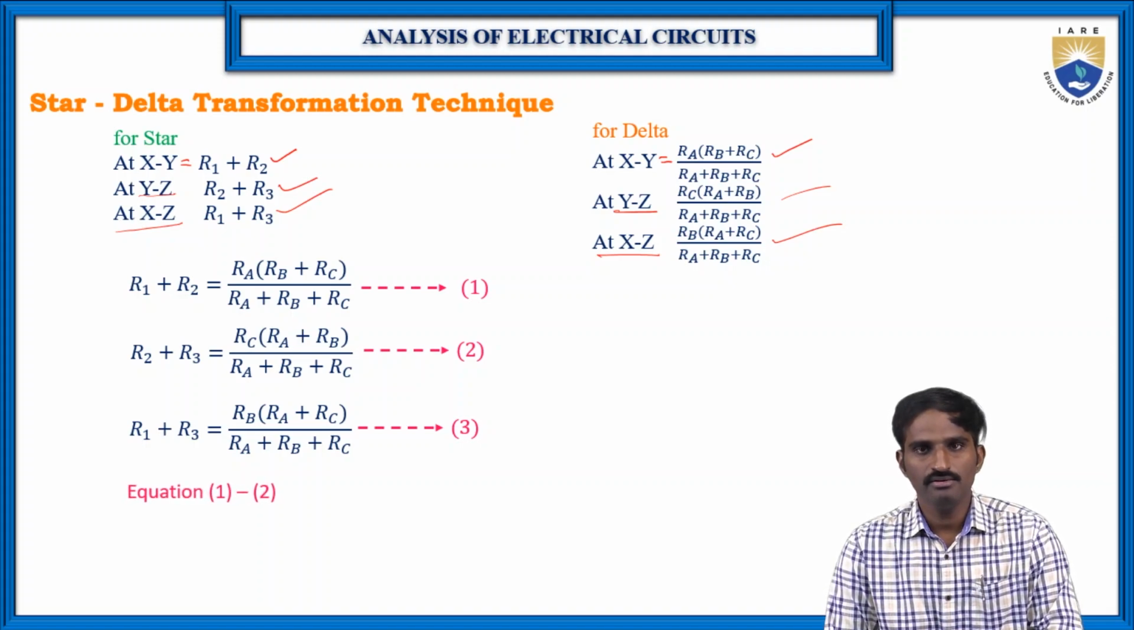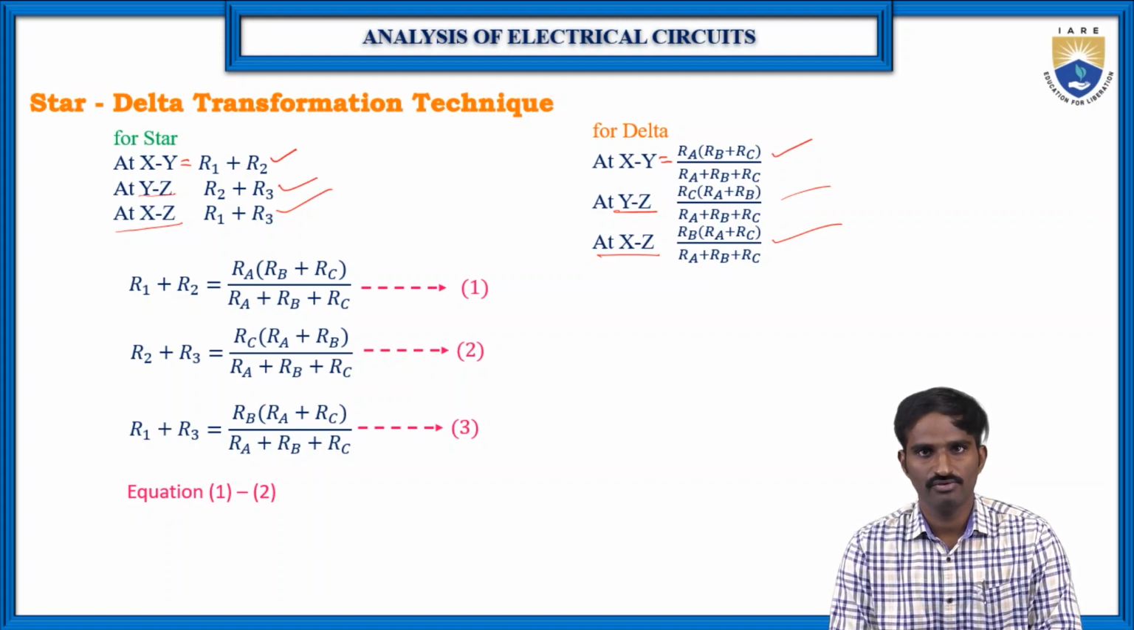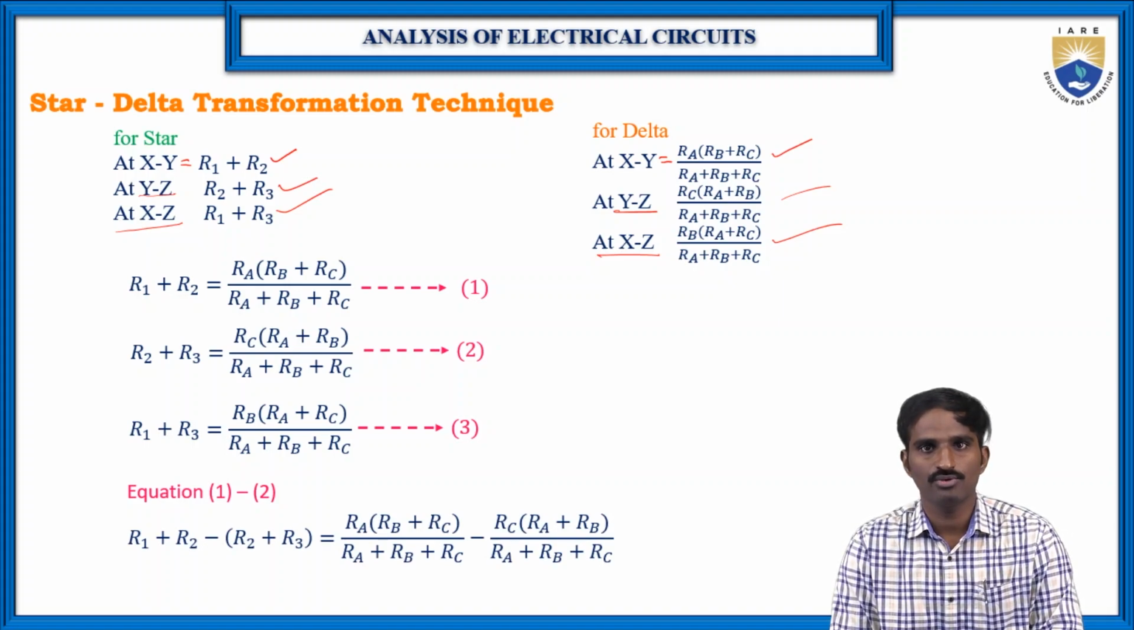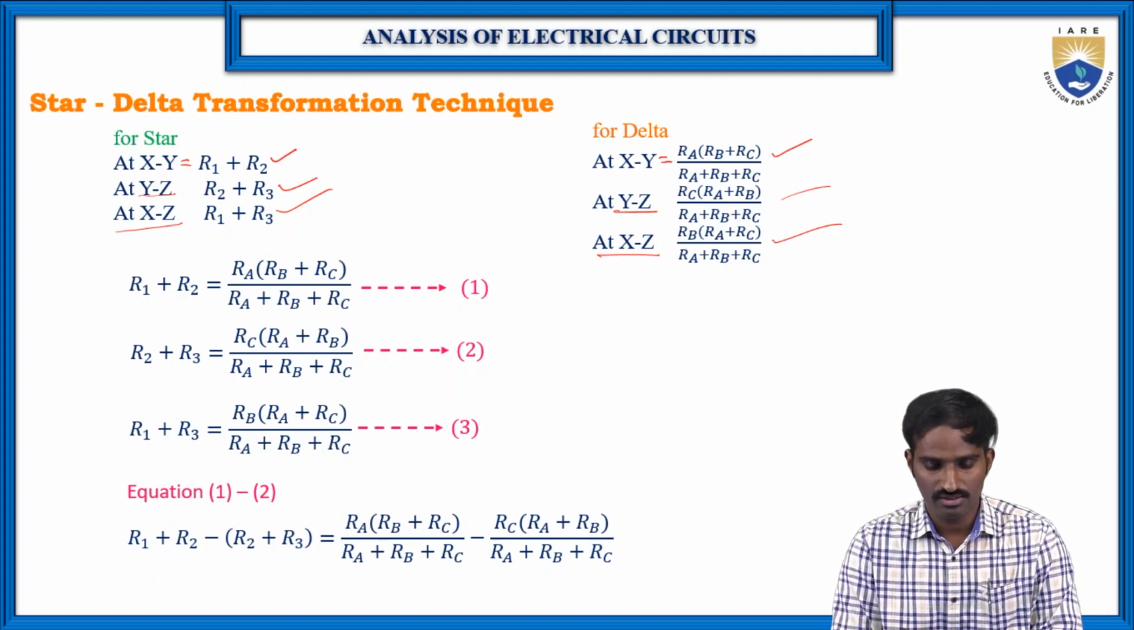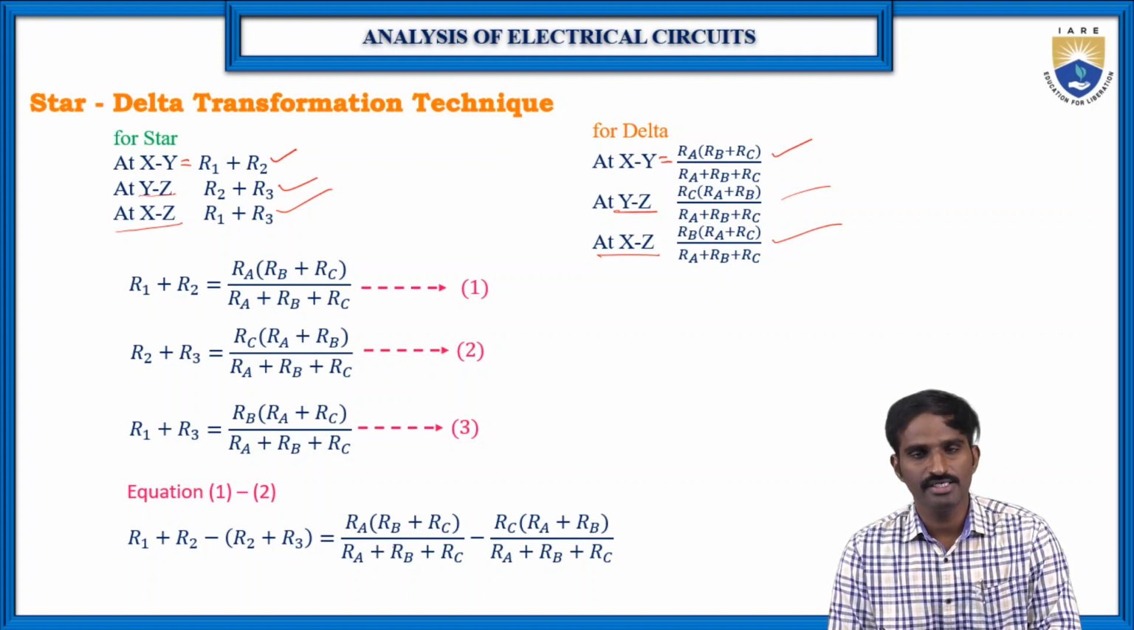So let us do equation 1 minus equation 2. The left hand side is R1 plus R2 and the right hand side is another equation, and in equation 2 the left hand side is R2 plus R3 and the right hand side is another equation. Subtracting the left hand side terms and the right hand side terms, the equation becomes R1 plus R2 minus R2 plus R3 equal to RA into RB plus RC by RA plus RB plus RC minus RC into RA plus RB by RA plus RB plus RC.